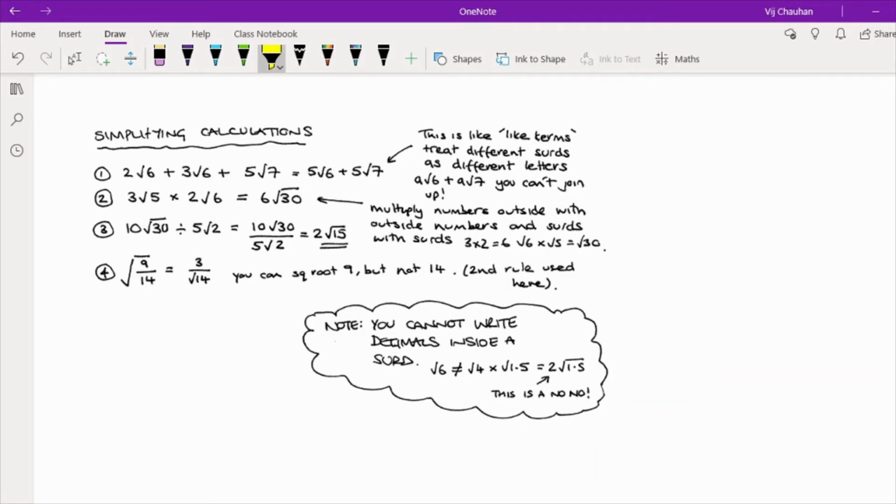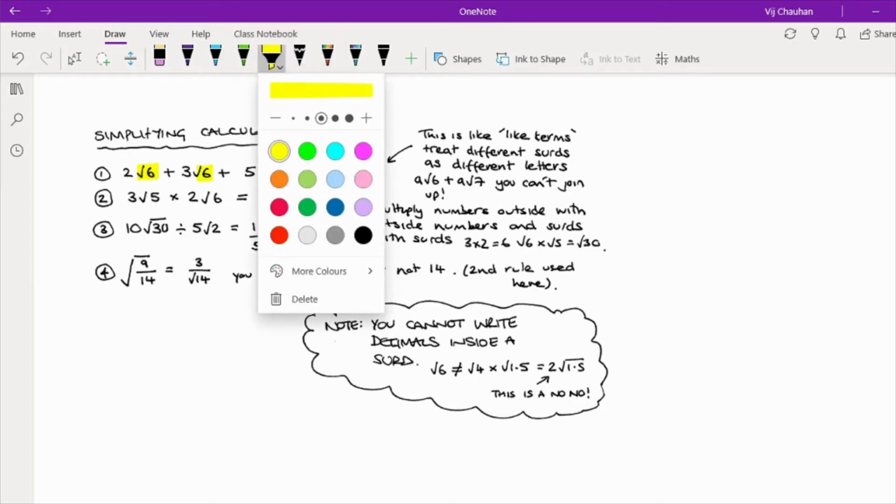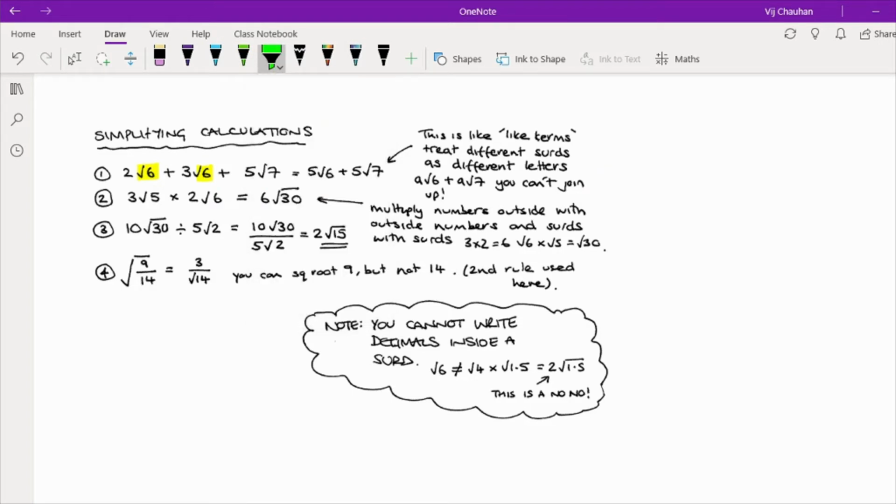Now, another form of simplifying calculations are questions like this. What your mind should be thinking of is collecting like terms. So if we just go through step number 1, with this here, we've got 2 root 6 plus 3 root 6 plus 5 root 7. Now, how you want to think about this is if you treat the root 6 as letters, so if we treated this in the exact same way, if you just bear with me, I'll just color code some of these.